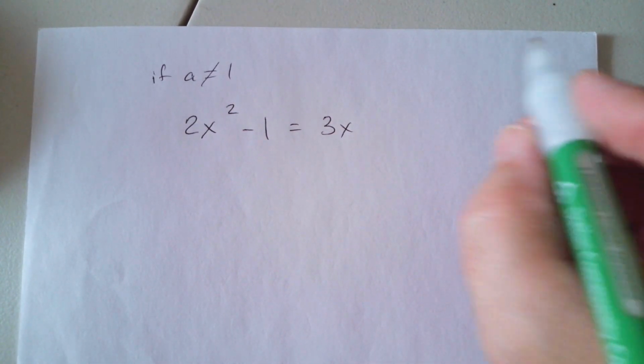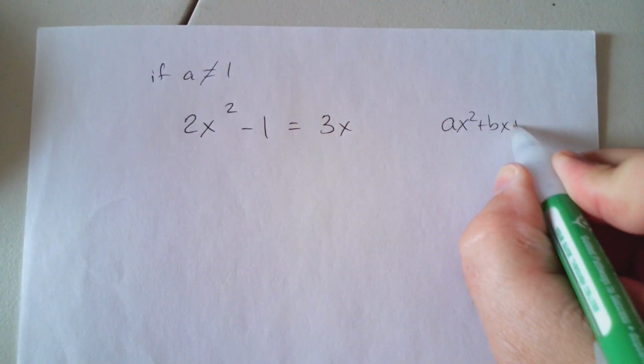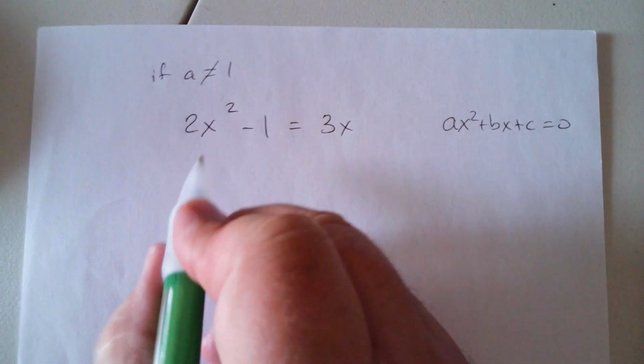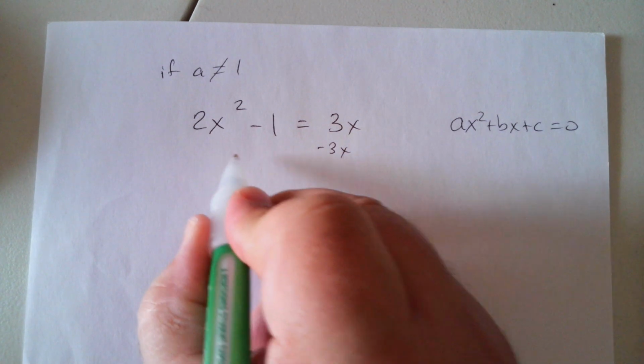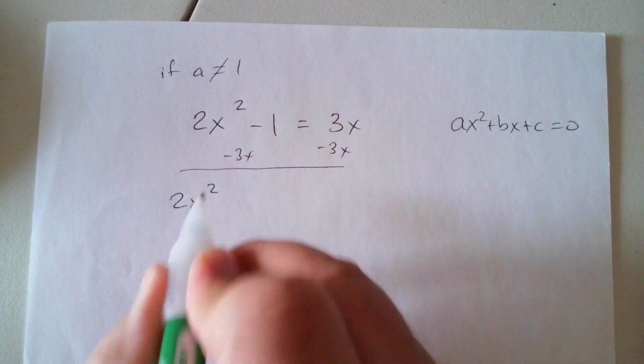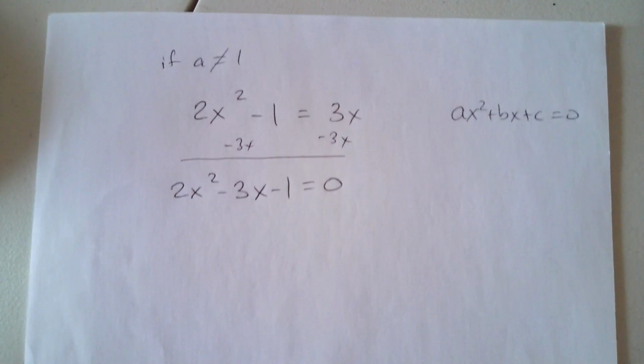Actually, even before that, remember, we have to deal with ax squared plus bx plus c equals 0. It has to be in standard form. So we have to rewrite the equation, so we have to move the 3x over. So we got 2x squared minus 3x minus 1 equals 0.